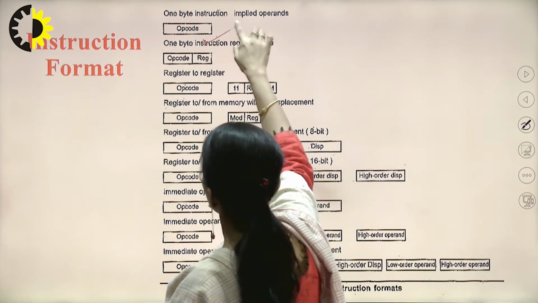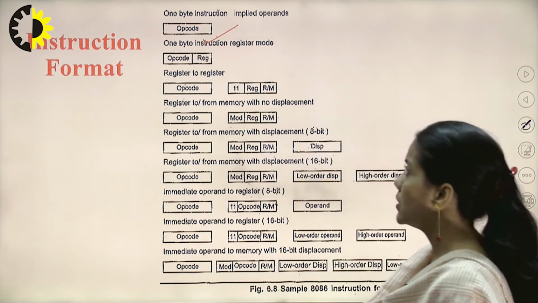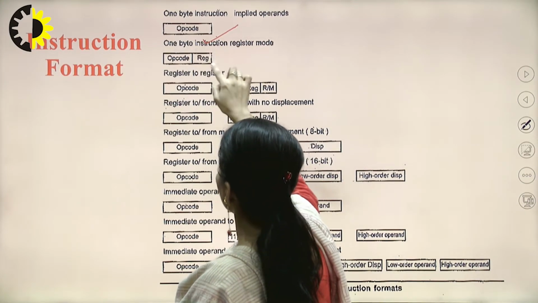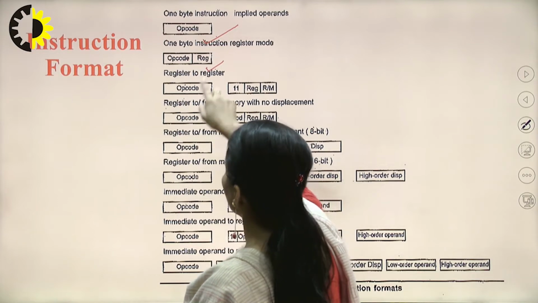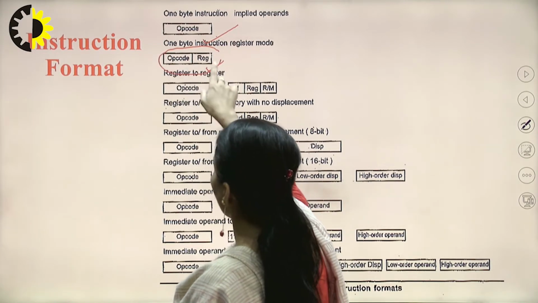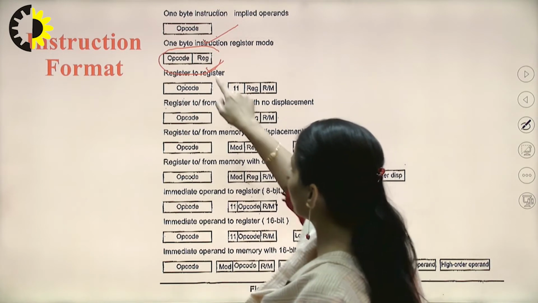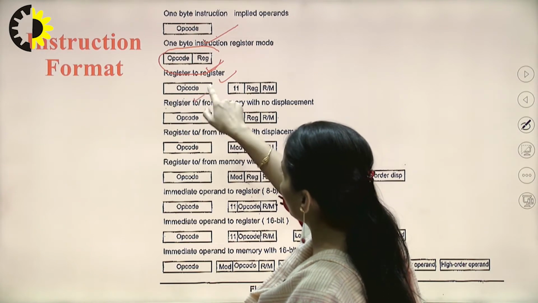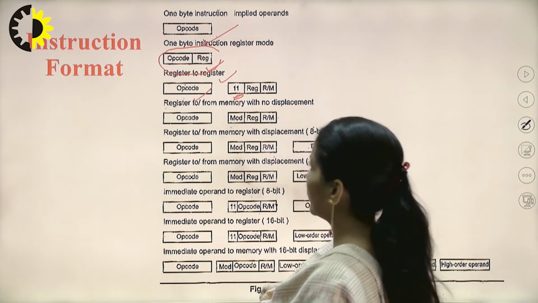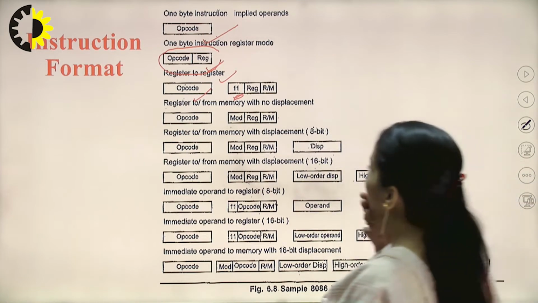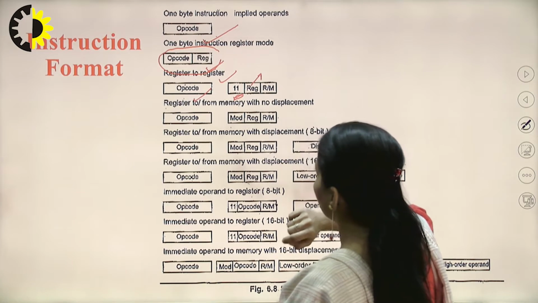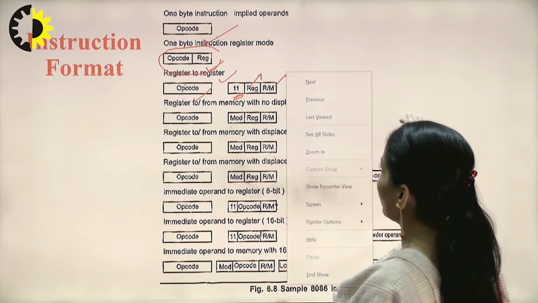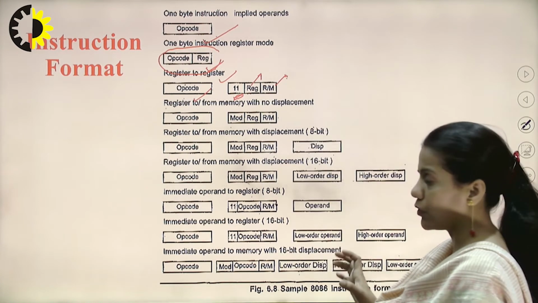Here the 1 byte instruction has this format. Simply 1 byte is presenting the opcode. Here may be a 1 byte instruction with register mode, so it will be presented by this opcode and register. In register to register addressing, it is given by opcode, and 1 here represents the register addressing mode. Here this is the register name and this is the register or memory. So this is the instruction format.